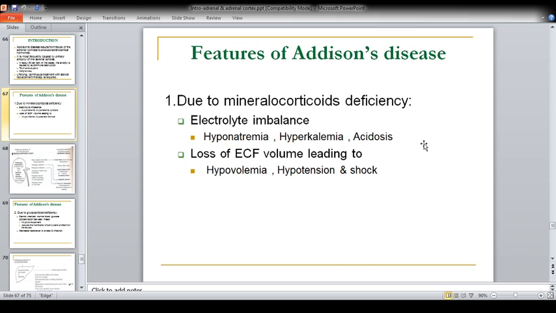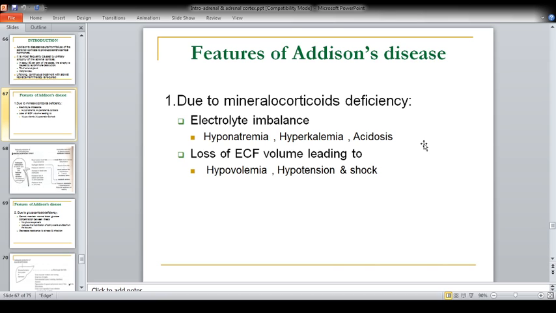So what are the features of Addison's disease? Remember, this is one of the most favorite diseases of the examiners. This would be asked again and again, not only in your exams but in Pakistan Medical Commission licensing exams, that is the NLE exam, and it would be asked in the FCPS exam. It would be asked by your professors during rounds. It would be asked everywhere.